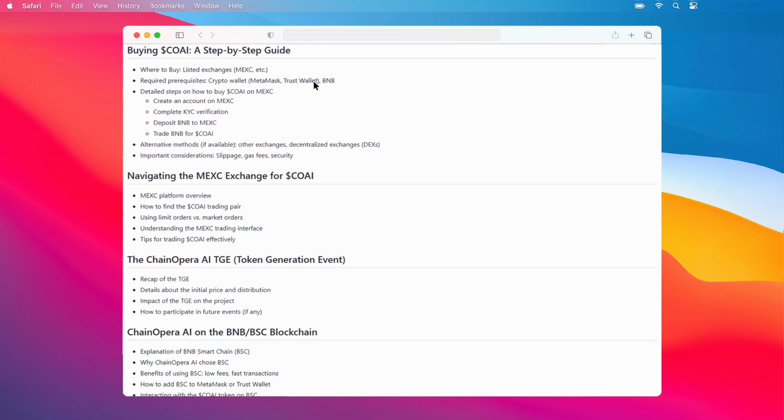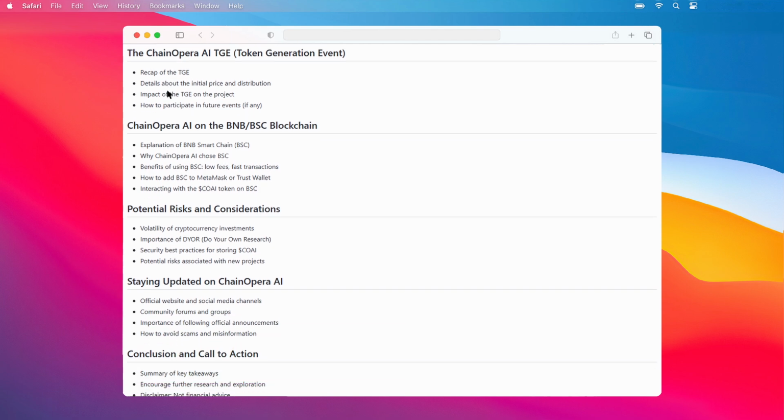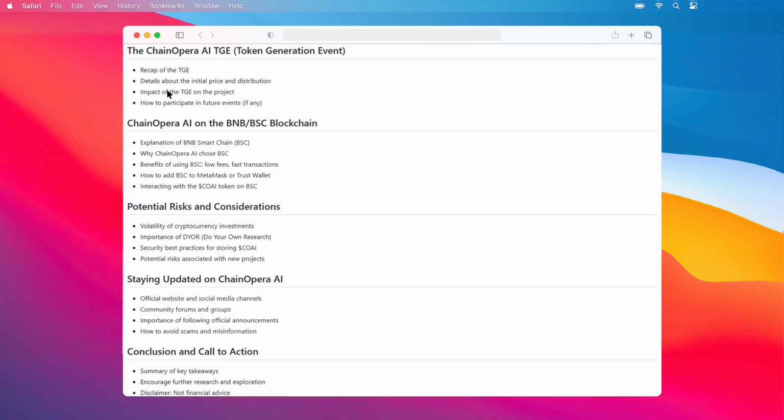We'll also mention alternative methods if available, like other exchanges or decentralized exchanges, DEXs, and highlight important considerations like slippage, gas fees, and security. Focusing on MEXC, we'll give you an overview of the platform, show you how to find the $COAI trading pair, discuss the difference between using limit orders and market orders, help you understand the trading interface, and offer tips for effectively trading $COAI.